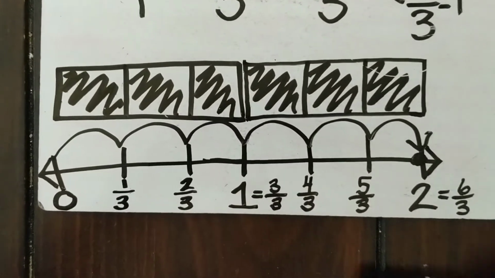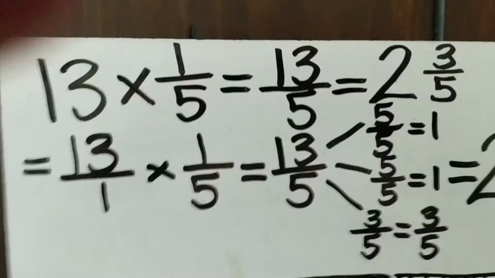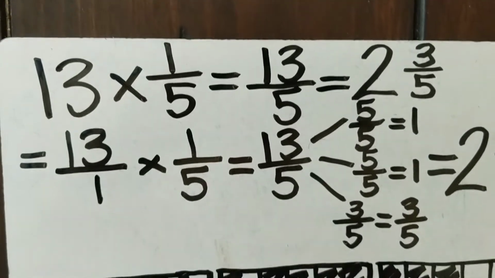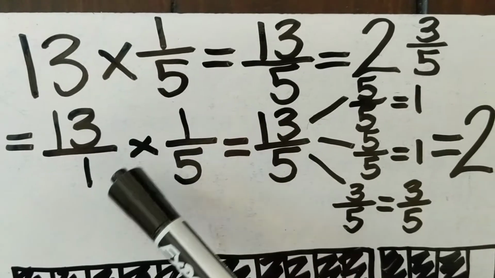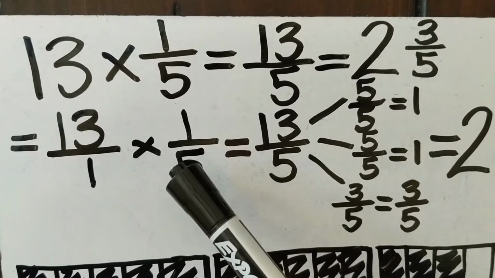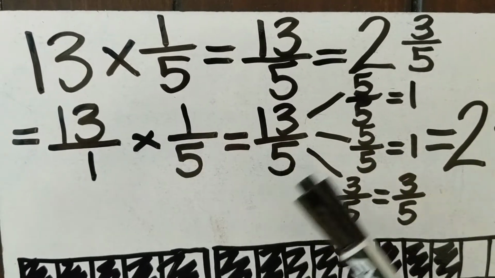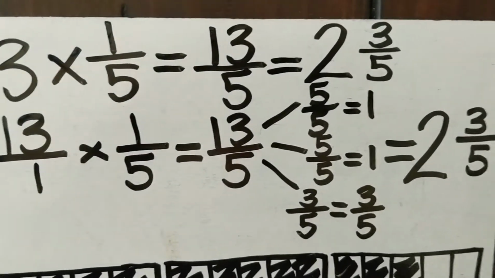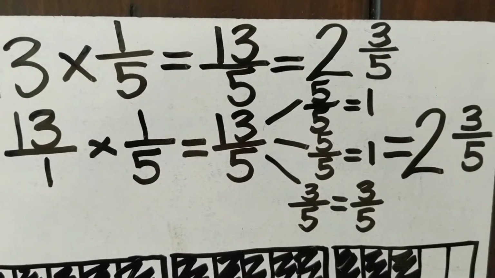Okay, I want to show you one more example and see if this makes a little bit more sense. So our next example, we have the number 13 times 1/5. So again, I showed you this already. 13 times 1/5 is essentially 13 over 1 times 1/5. So when we do that math, again, it's 13 times 1 is 13. 1 times 5 is 5. So we have 13/5. Again, to break that down, what I want you to think about, we know that 5/5 is what makes one whole.